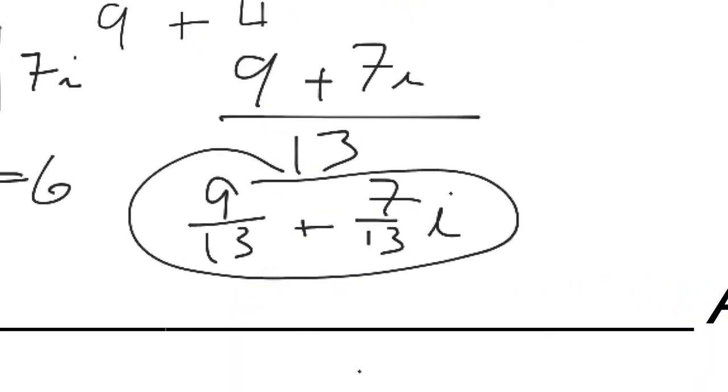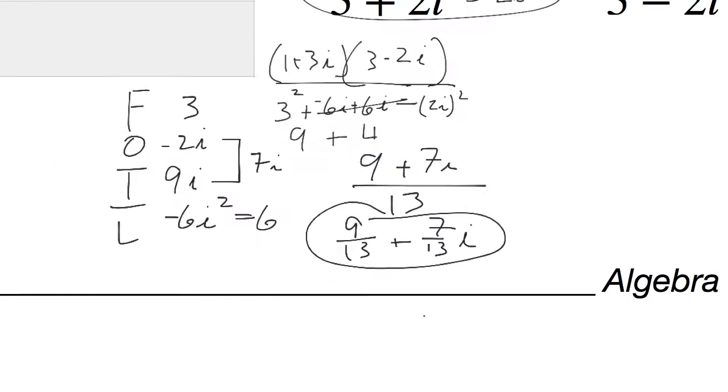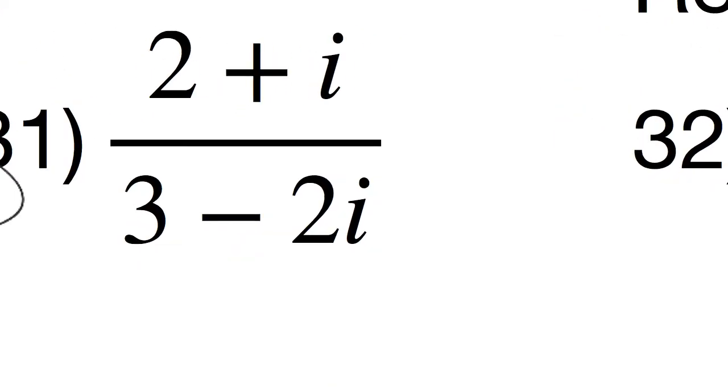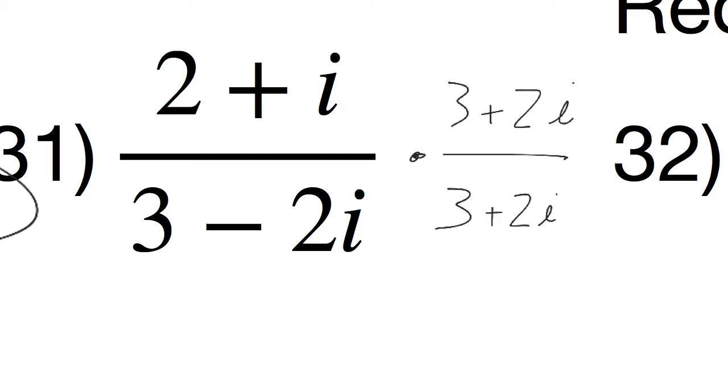A plus bi would be 9 over 13 would be a, and then 7 over 13 would be b. Here, again, we multiply by the conjugate. The conjugate of the denominator is 3 plus 2i.